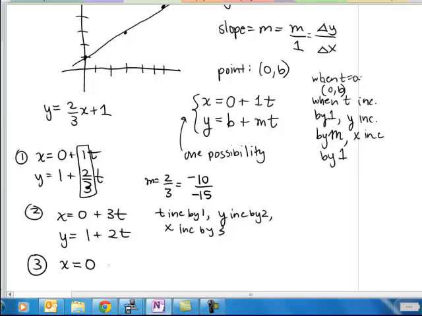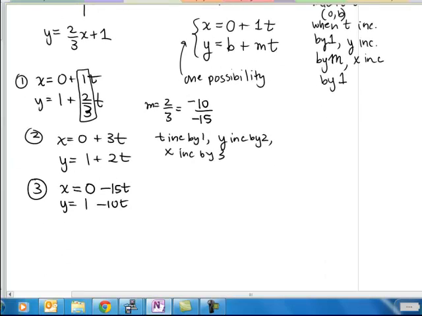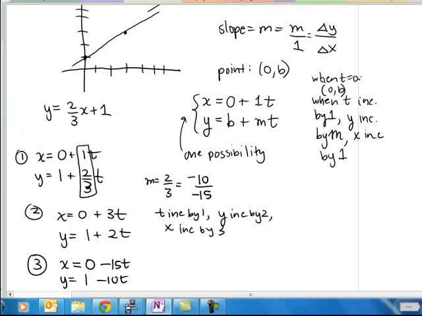x equals 0 minus 15t for the x, and y equals 1 minus 10t for the y. Right? So we could go on and on here. If we make these both negative, then the direction of the line is going to be downward and to the left. But if we have positive coefficients on t in x and y, then the line is going to move upward and to the right. So it just depends on the sign of those coefficients, which will determine the direction of the line.